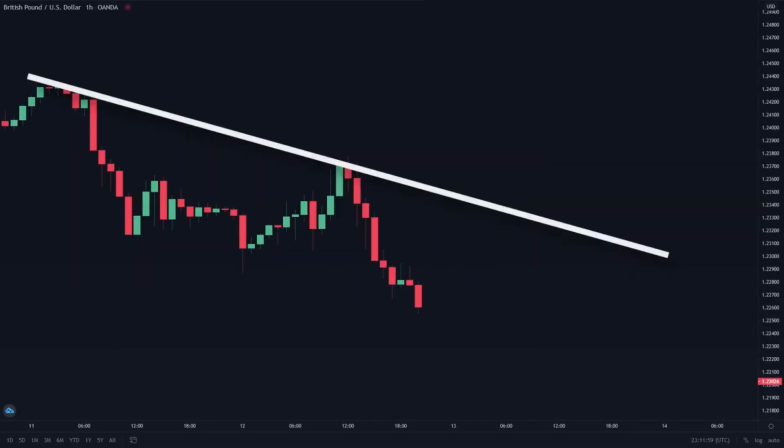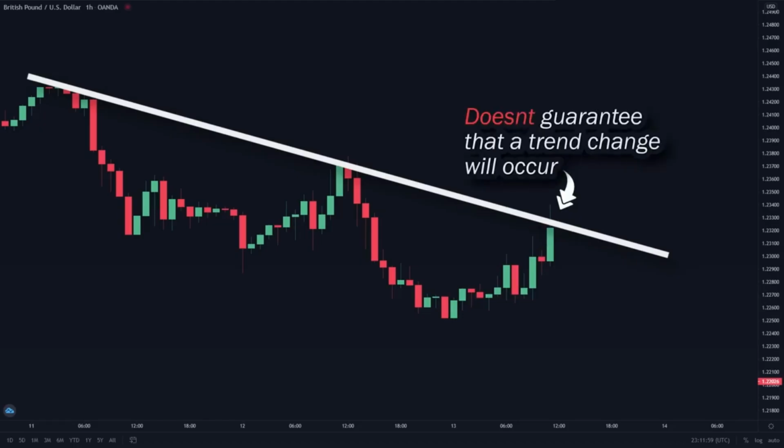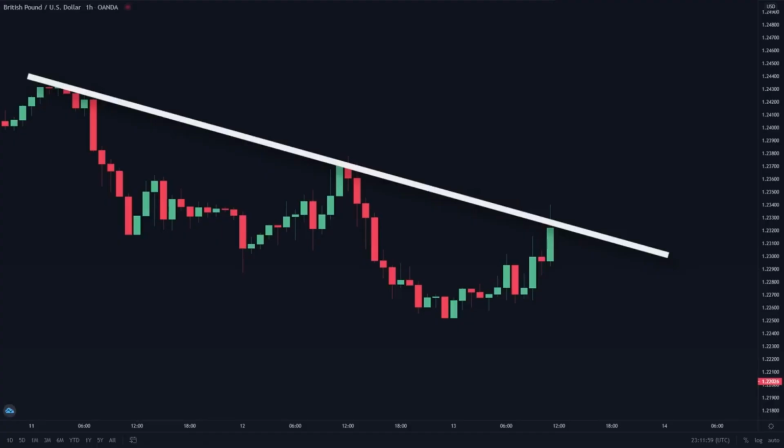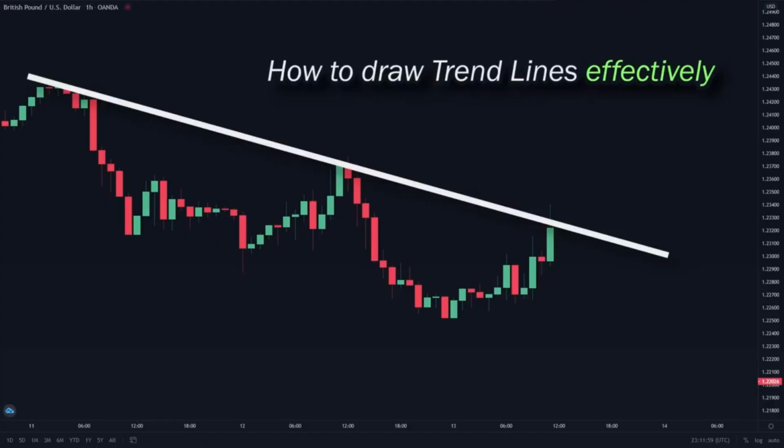Now remember, just because the price hits the trendline doesn't guarantee that a trend change will occur. You need to use additional price action techniques to confirm your analysis, which I will discuss later in the video. So now, I'm going to show you a simple way of drawing trend lines effectively.